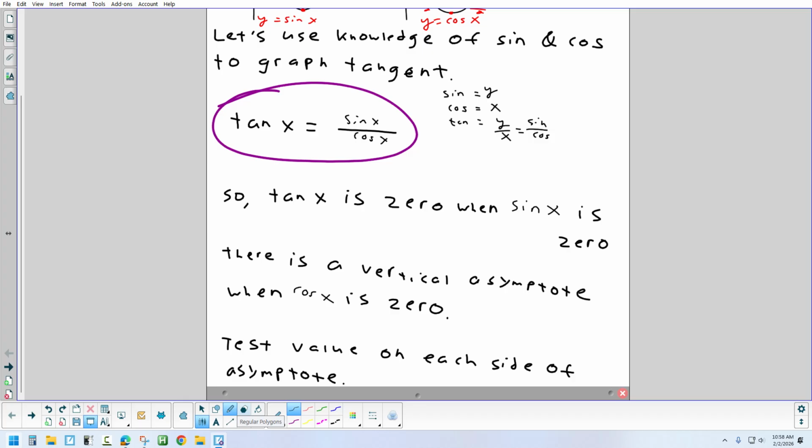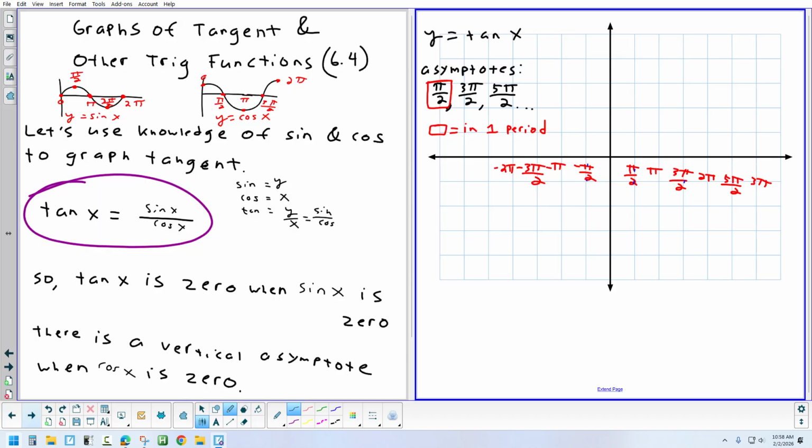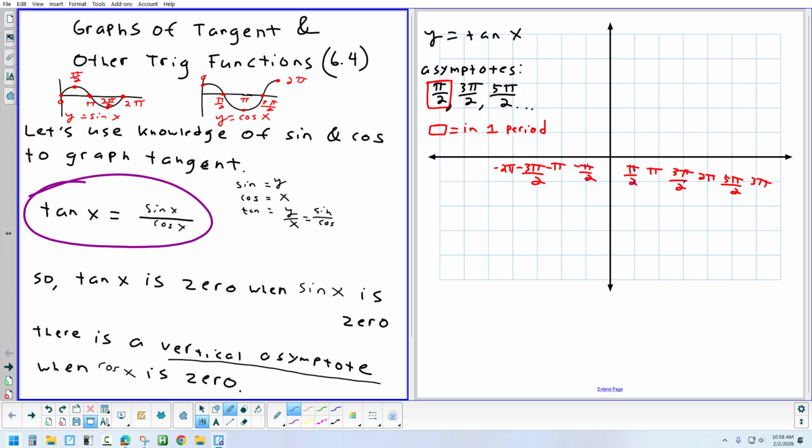Once we know where we have a vertical asymptote, we can use the calculator to check a value on each side, and then we can get our sketch. All right, so let's see if we can make a sketch. So let's start with the vertical asymptotes, where the cosine is 0. Can someone give me two values where the cosine is 0? Yep. Pi over 2 and 3 pi over 2. Okay, so let's put vertical asymptotes at those.